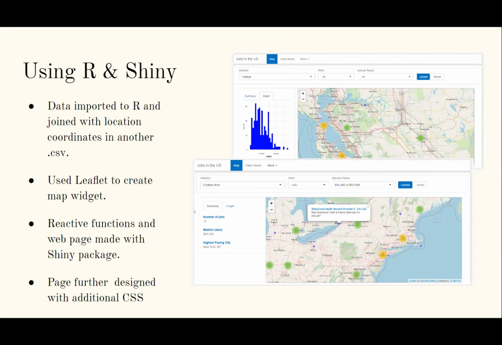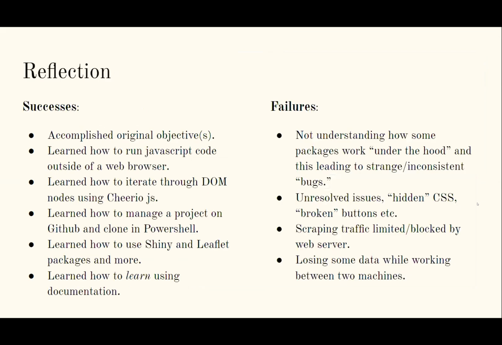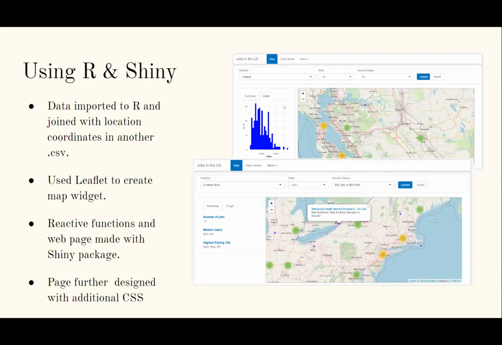And then I use Shiny to create the reactive function so that, as you see here, you can change some of the output on the map. So you can select a state, select an industry, and then you can update and see that reflected within the map. And then after I do all that, I make a few changes to the design of the application using CSS. And I think, yeah, so right now I'll just go and show you what that application looks like.